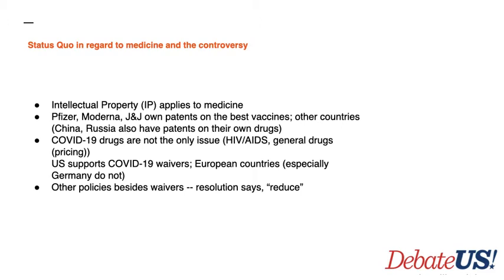Now, this has become a current controversy because the three major producers of COVID-19 vaccines, Pfizer, Moderna, and J&J, own patents. And these are really the best vaccines in the world. I think everybody agrees on that. Other countries do have vaccines, right? There's a vaccine created by China and created by Russia. Now, those are considered a bit less effective, but importantly, they also have patents on those as well. So even though they're less effective, this is still an issue.